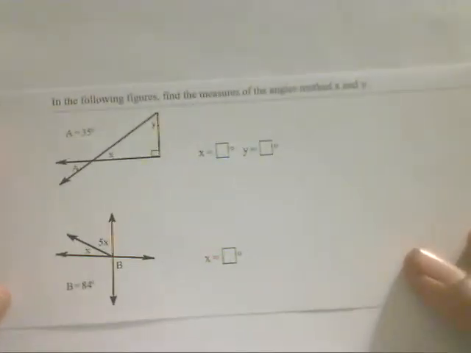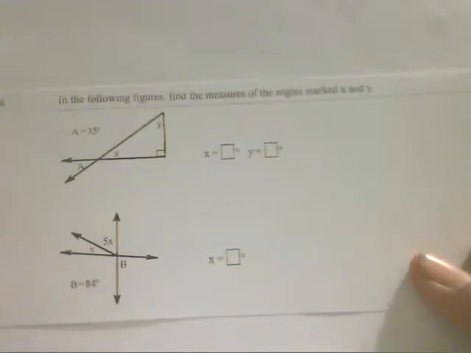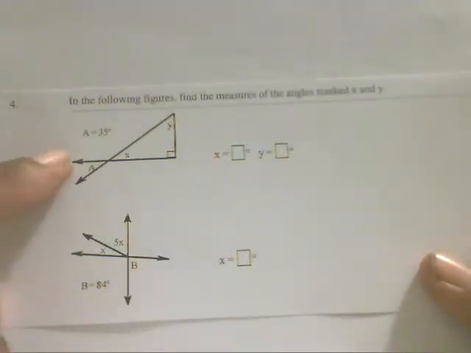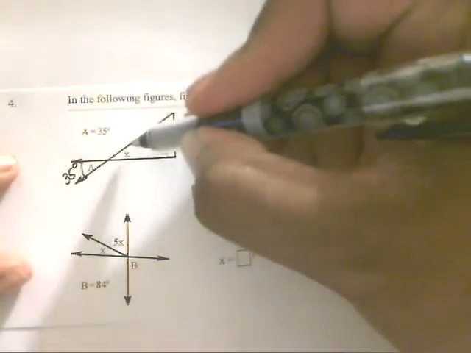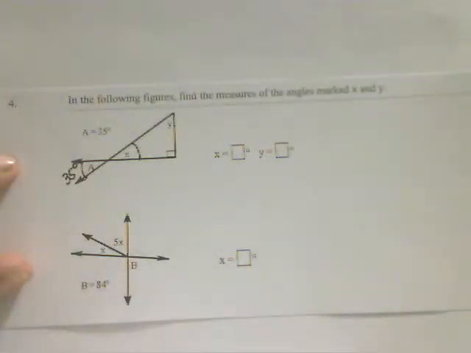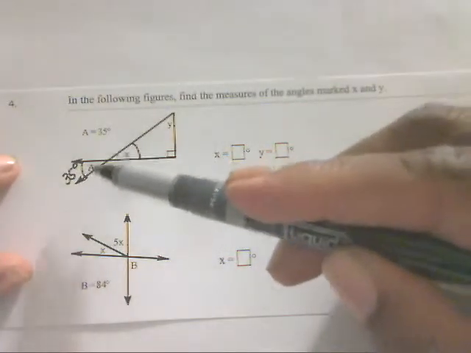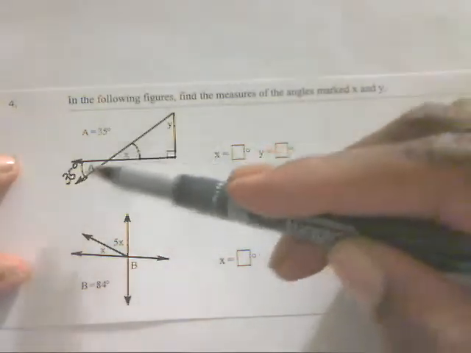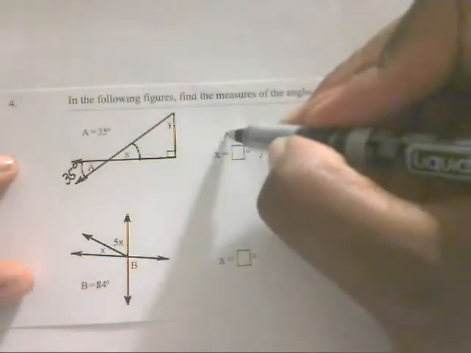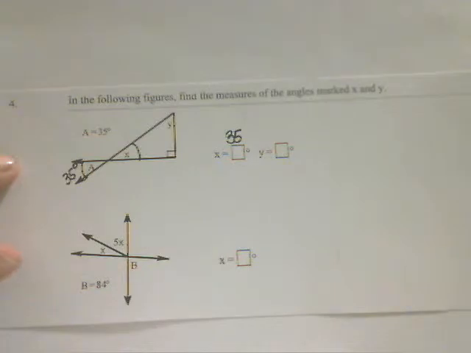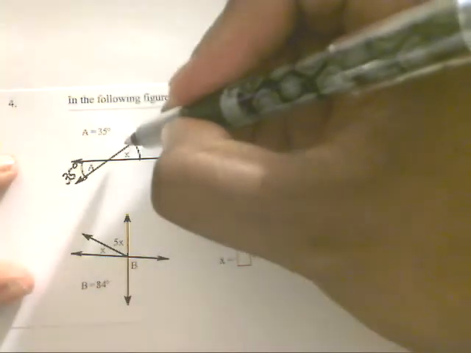Problem number 4. In the following figures, find the measures of the angles marked X and Y. And you're told that, in this case, angle A is 35 degrees in this first figure. Here's angle A, that's 35 degrees. Okay, we can use the concept of vertical angles to find out what angle X is. Vertical angles are congruent. So angle A and X are vertical angles. They're equal to each other. So if angle A is 35 degrees, angle X must be 35 degrees. So here angle X is 35.